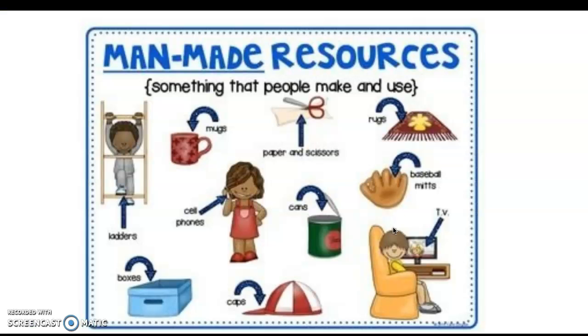Here are man-made resources, and that's something that people make and use. So we have ladders, mugs, paper and scissors, rugs, baseball mitts, cans, cell phones, boxes, a cap, and TV. But when you sit here and think about it, a lot of these man-made resources came from natural resources, like paper, and paper came from trees.